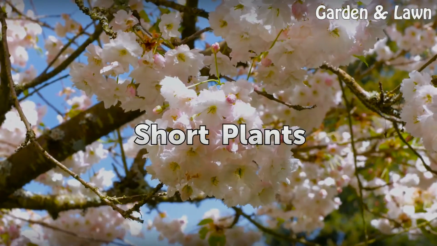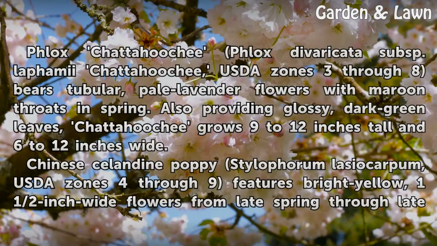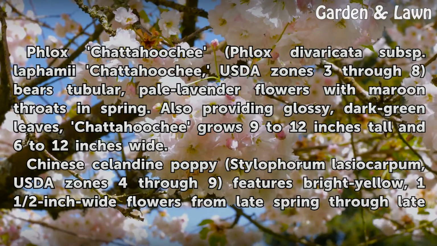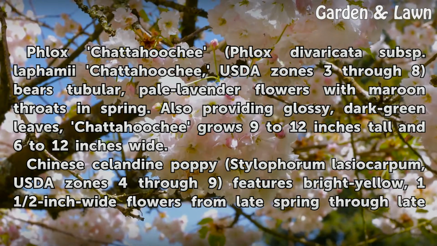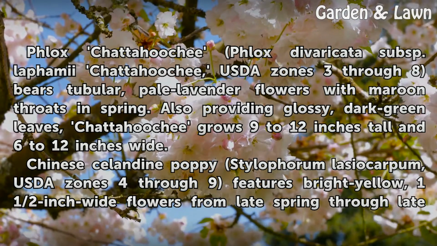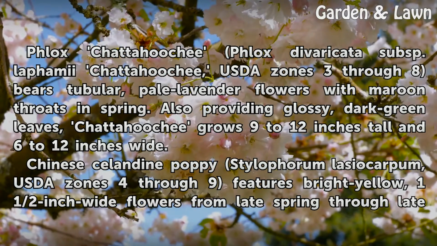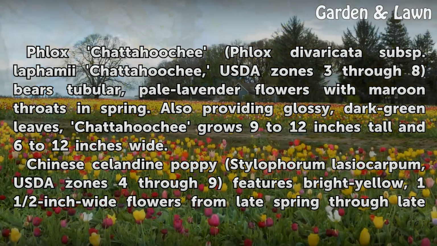Short plants. Phlox 'Chattahoochee', Phlox divaricata subsp. laphamii 'Chattahoochee', USDA zones 3 through 8, bears tubular, pale lavender flowers with maroon throats in spring. Also providing glossy, dark green leaves, 'Chattahoochee' grows 9 to 12 inches tall and 6 to 12 inches wide.